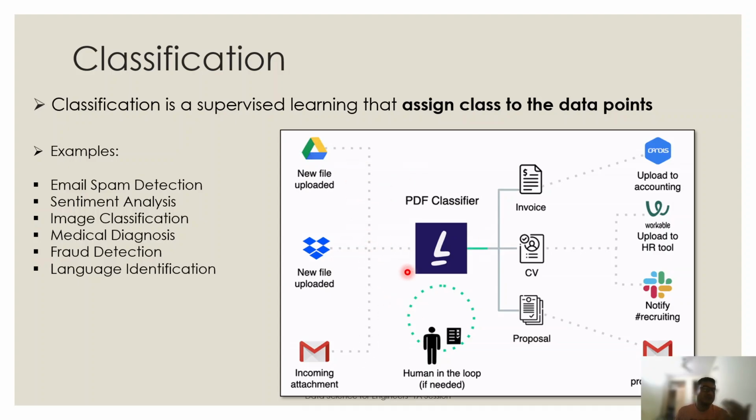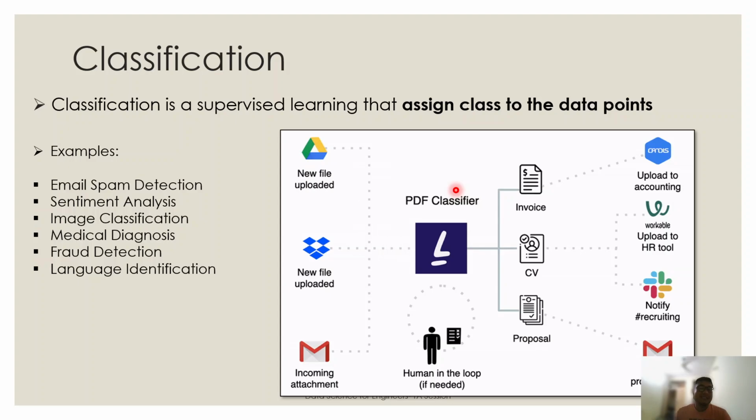If we generally consider PDFs as the kind of attachment you will get, then if it's an invoice, it is going to be uploaded to the accounting team. If it's a CV, it is going to be sent to HR, recruitment, and those people. And next, if it's a proposal, it is forwarded to the procurement department. Like that, you can create your classification.